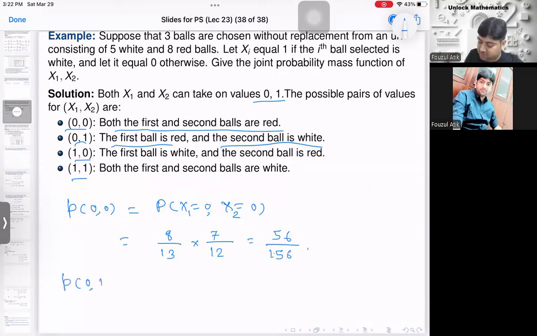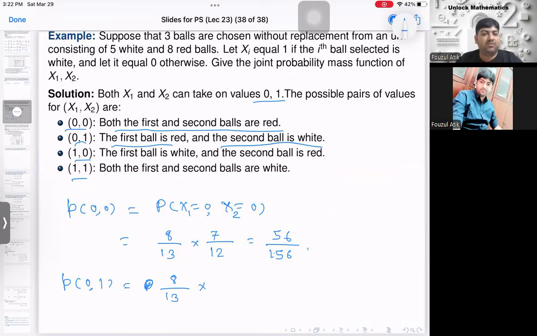Similarly, P of 0, 1 we can calculate. That means the first ball is red and the second ball is white. How to get this value? First ball is red, second ball is white. So the probability that the first ball is red, 8 divided by 13 ways you can do. First ball is red and second ball is white means what?